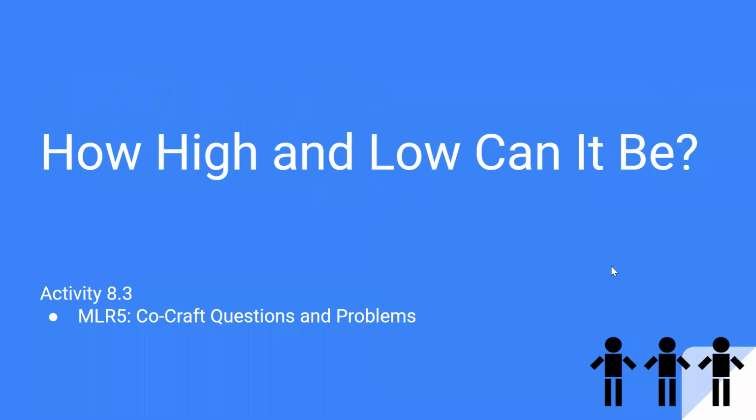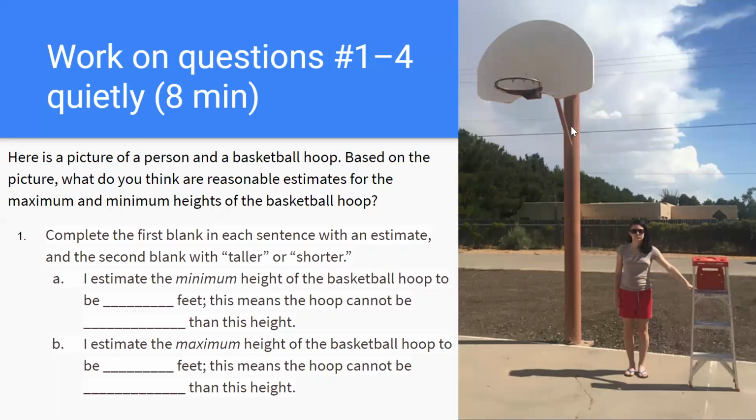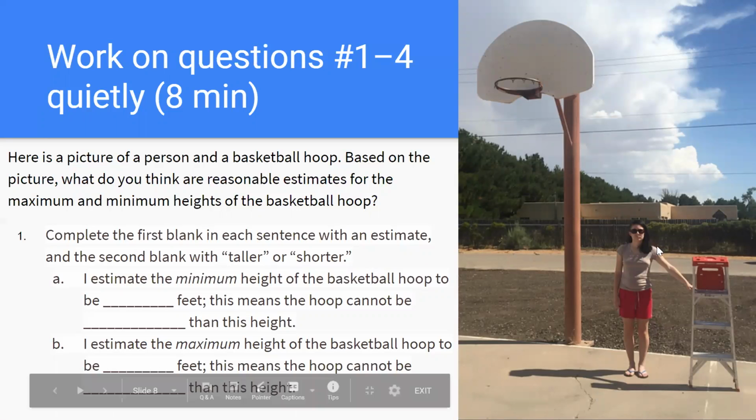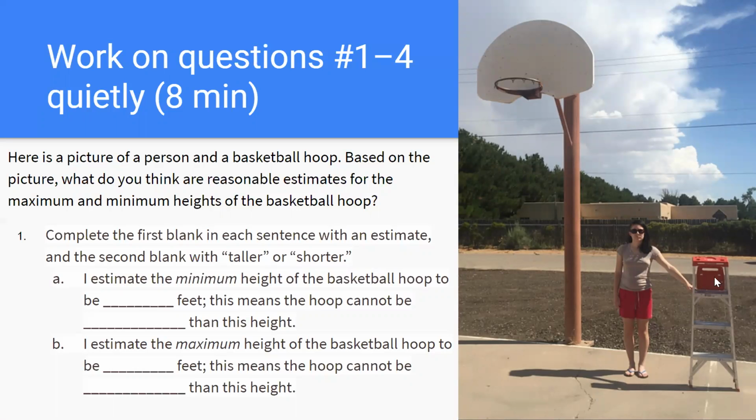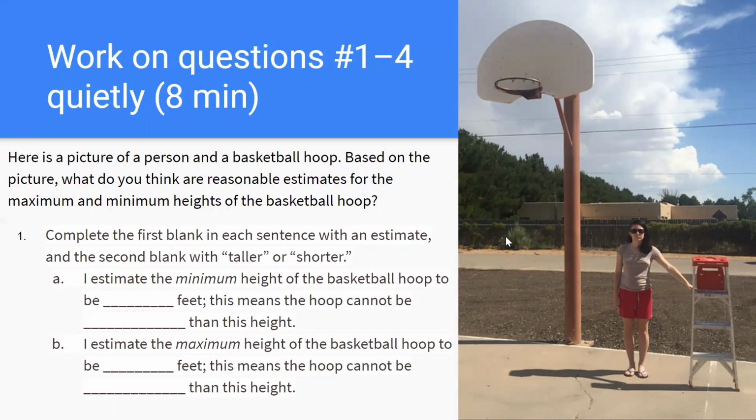We're going to be estimating the height of some tall people. This is what we're going to be working on today, how high and how low something can be. I want you guys to take a look at this picture right here. You have a woman who looks like she's about my height, given that there's a ladder right there and there's a basketball hoop. We want to use what we know about the woman's height and about the heights of the ladders to see if we can estimate the height of the basketball hoop.